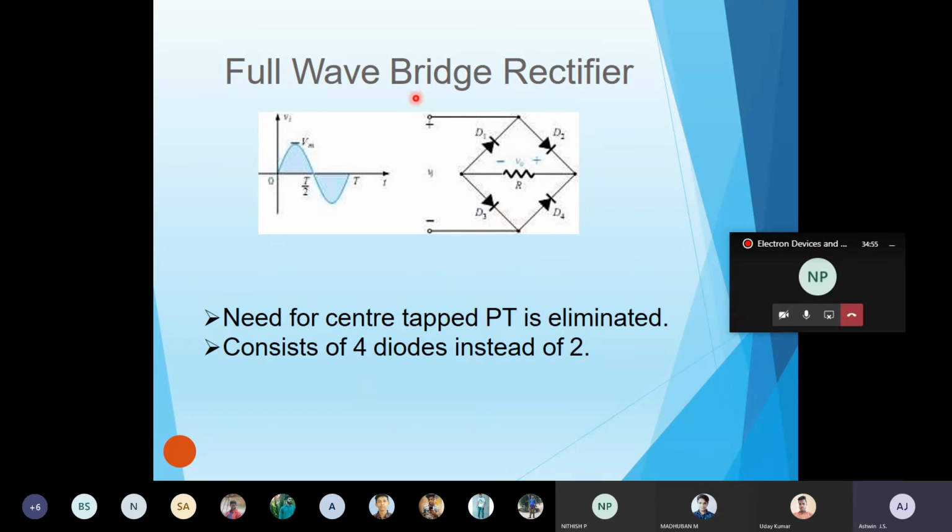Okay, so the current flow will occur from plus, through D2, and it will move in this direction and come to here. In the negative cycle, I am giving the negative voltage here, and here it becomes 0. Here it will be negative. So what will happen is that D4 will conduct, and D1, which is available in parallel, will conduct.